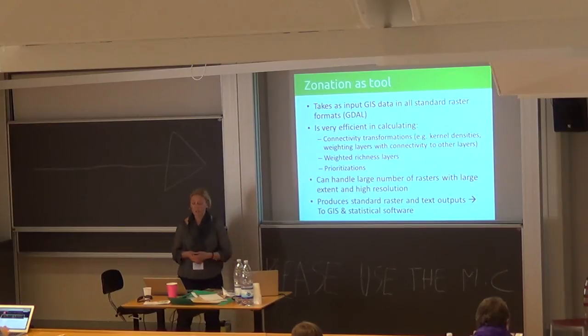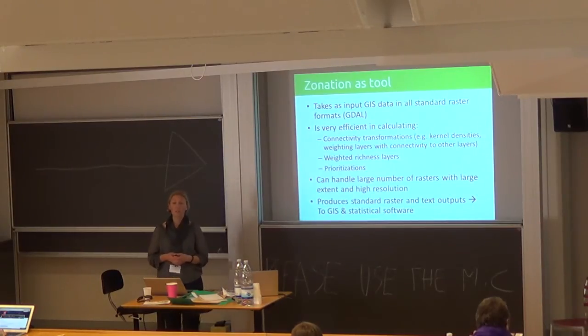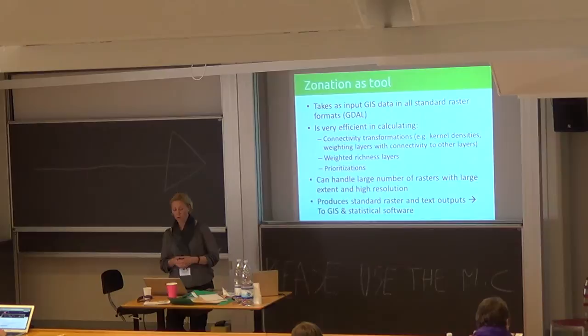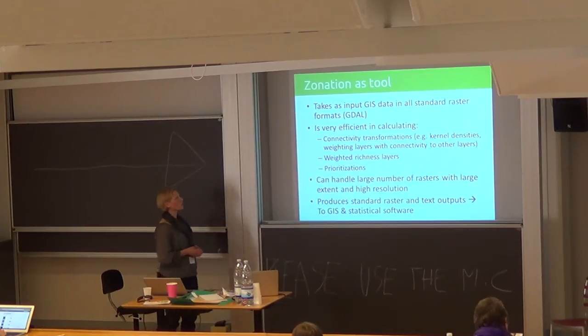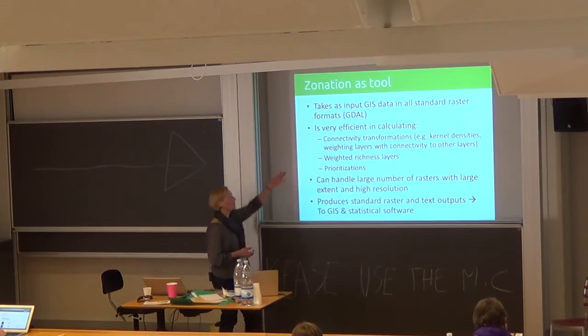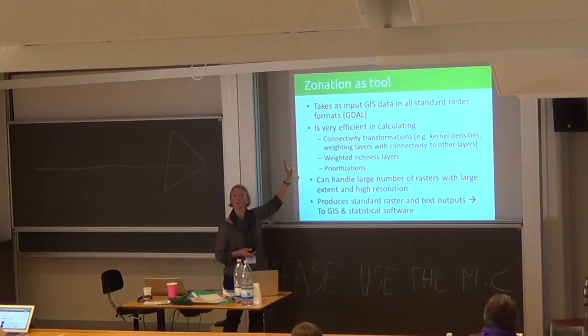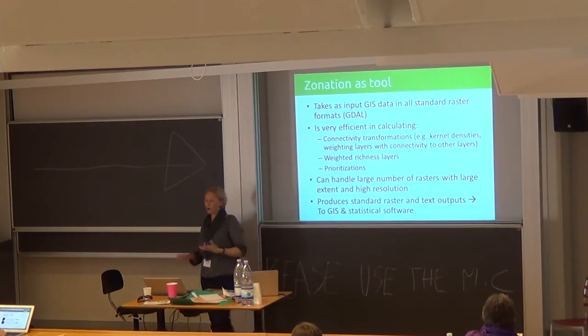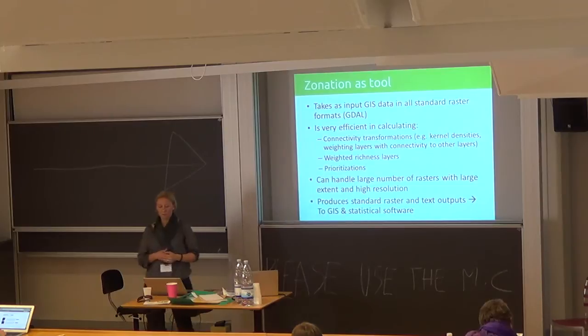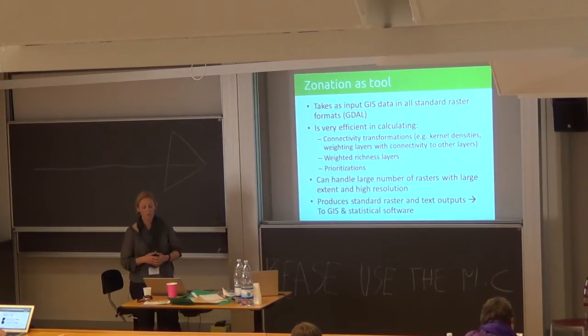But it takes as input GIS data in all standard GDAL raster formats, so TIFF or ASCII or IMG or what have you. And it's very efficient in making calculations in the raster world. So standard things that you could do in a GIS tool, say kernel density calculations or weighting calculations or connectivity transformations that would require quite a lot of work in a normal GIS tool are very easily done with Zonation. I'll explain that a bit later.